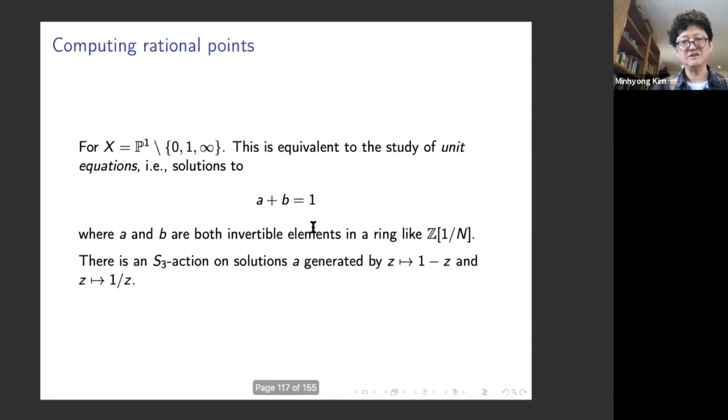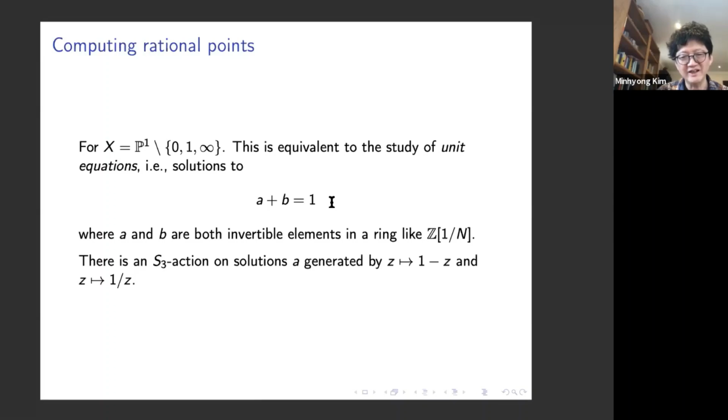So the oldest version of this is when you look at this very simple variety, P1 minus 3 points. It's still a source of quite a bit of rich mathematics. Studying rational points or integral points on a curve like this, what it amounts to is the following equation. It's called the unit equation.